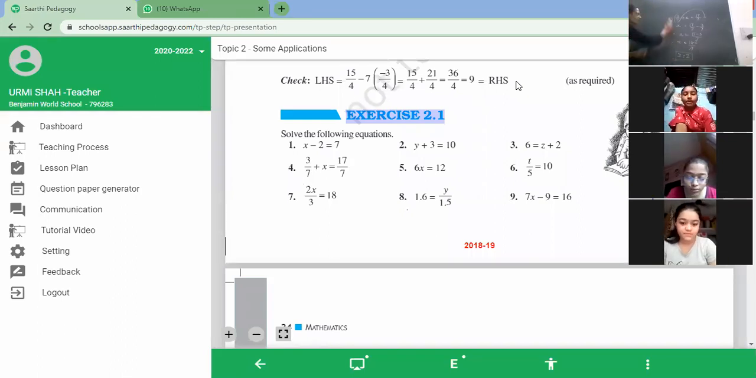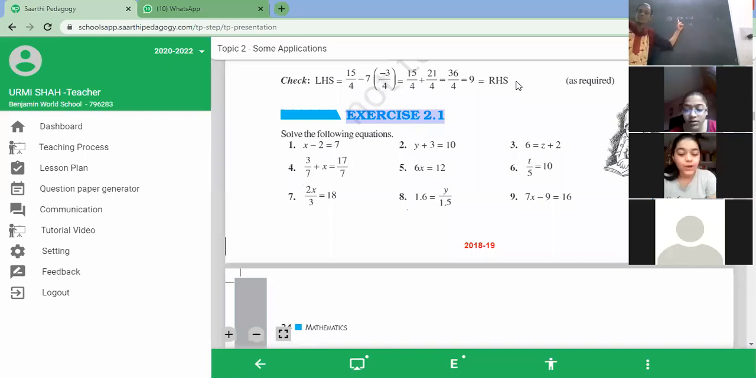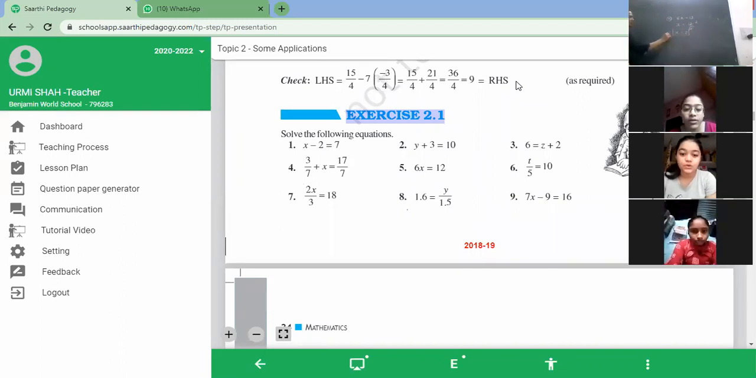Okay. Now fifth number. 6x is equal to 12. Ma'am, will it be divided? It is multiplication, so we will go for the division. So x is equal to 12 by 6. 12 is in the numerator, 6 goes to the denominator. So 6 twos are 12, and you will get x is equal to 2 only.